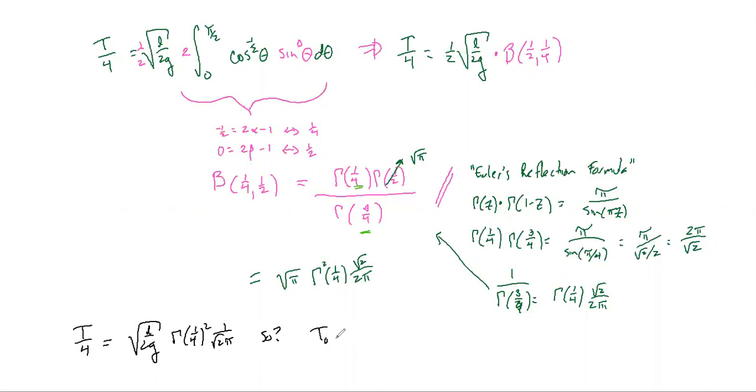Okay, well, let's compare this to what an actual quarter period should be if I were to just drop in the small angle approximation. So this is the small angle version. The whole period is 2 pi root L over g. So this would be pi over 2 root L over g. So that would be the quarter period, T0 over 4. And clearly these are different, right?